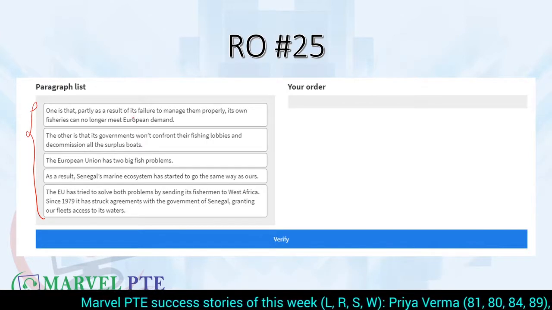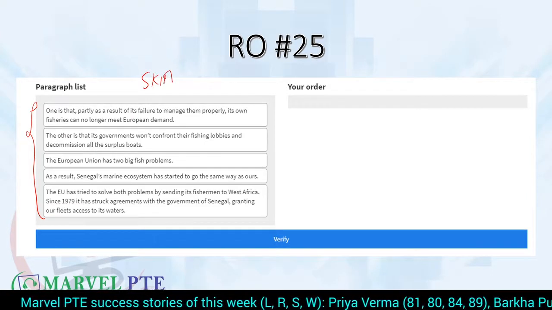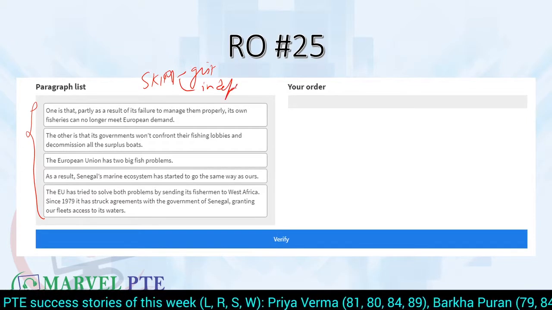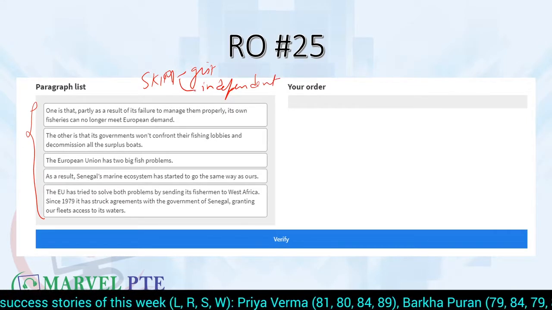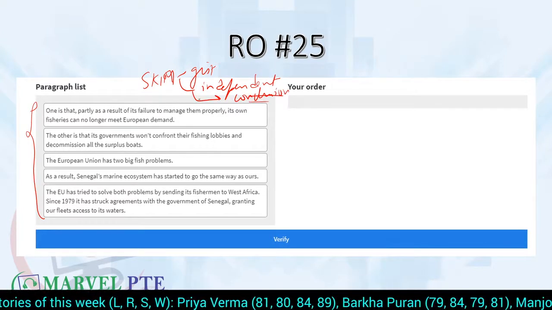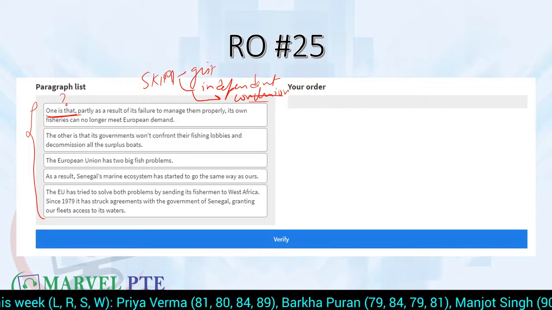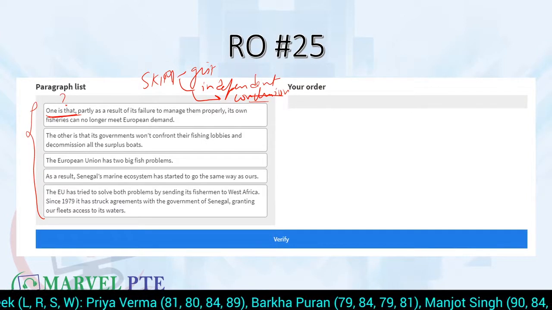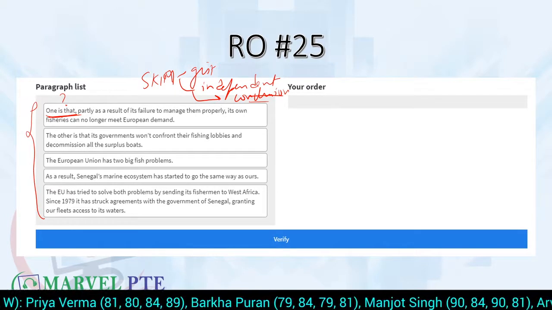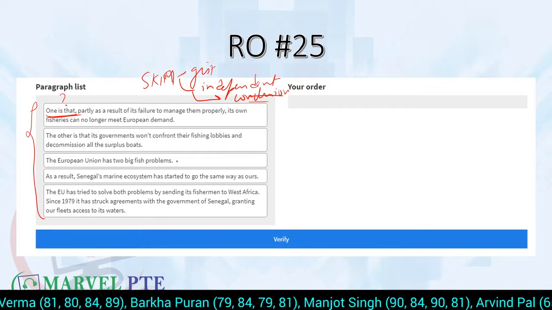Okay, so this one, let's now quickly skim. You know that we skim it to understand the gist and to find the independent line, and if possible, along with the independent line, we try to find the conclusion also. So let's see if we can find that. "One is that" cannot be your independent line, because "one is that" means that you would have told something, that's why "one is" is coming.